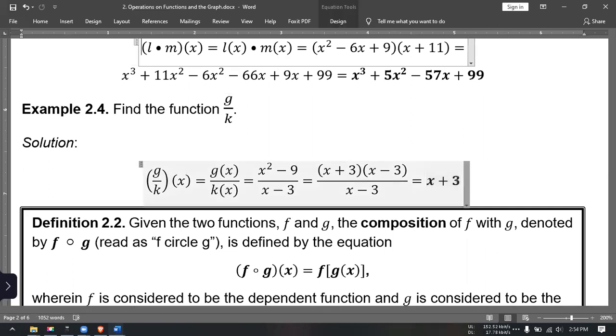Now, let's go to question muna. Question. Answer. Okay, malinaw, no? We are clear with our operations. Next.